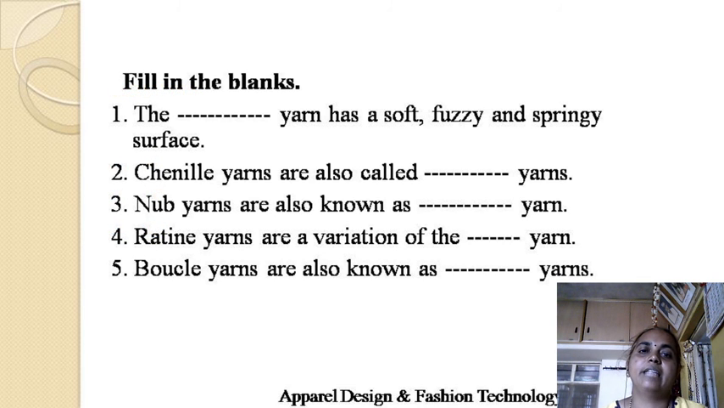In the same way you have to fill the blanks. First, the dash yarn has a soft, fuzzy and springy surface. Second, chenille yarns are also called as dash yarns. Third one, nub yarns are also known as dash yarns. Fourth, rattan yarns are a variation of the dash yarns. Fifth one, boucle yarns are also known as dash yarns. So, you have to fill up these blanks.